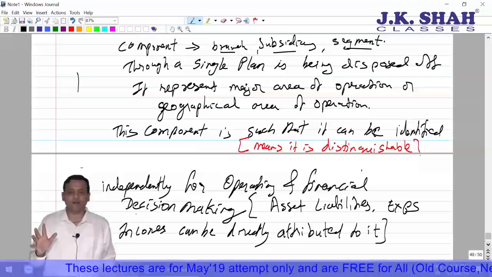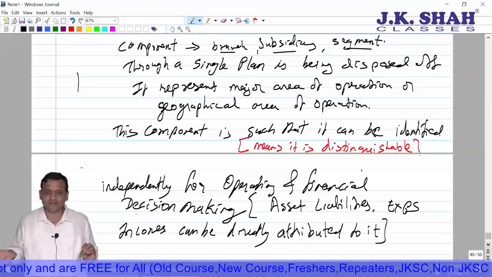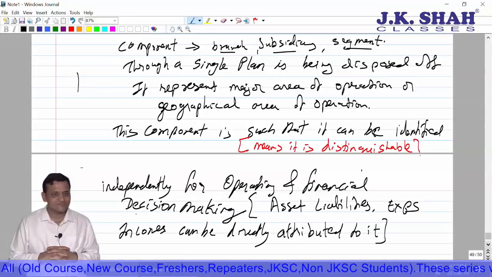So what will happen? A biscuit manufacturing company will slowly, gradually reduce the production of glucose biscuits and will enhance the production of cream filled biscuits, cookies, and whatsoever it may be. Is this discontinued operation? Answer is no.